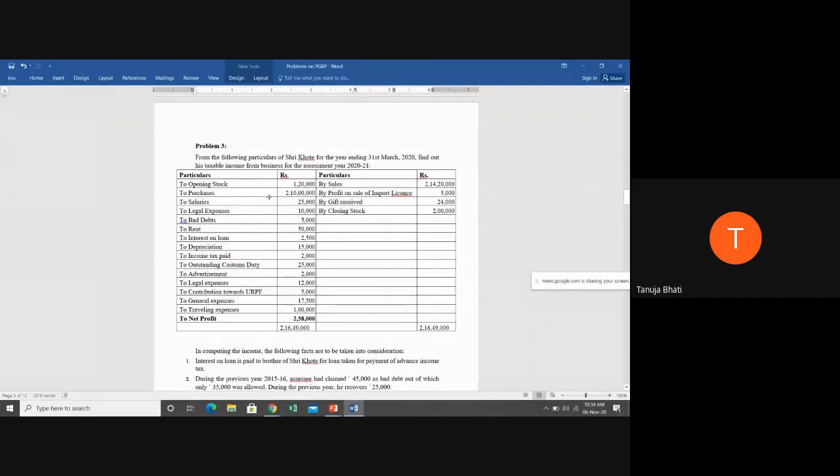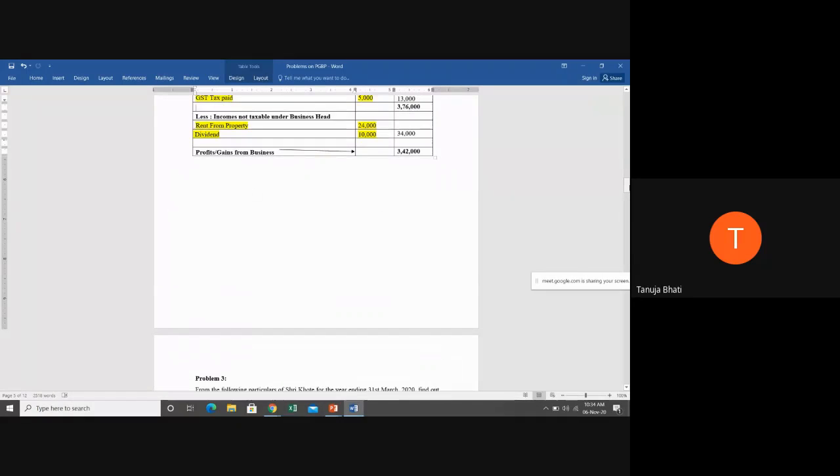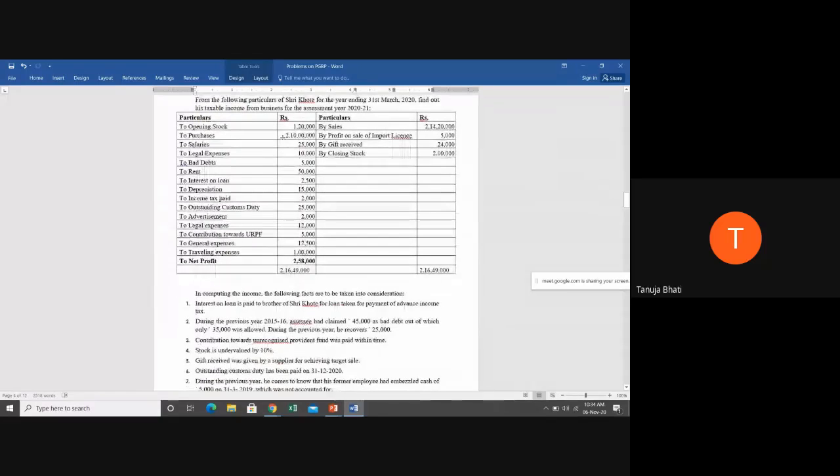Now students, I think you all have understood how to go about solving the problems based on the provisions, and what is allowed, disallowed in detail. I will be also giving you all in the notes, so it will become easy for you all. So solving the next problem, from the following particulars of Mr. Court, for the year ended 31st March 2020, find out his taxable income from business for the assessment year 2020-2021. Now here they have given all the expenses which we can see, and on the right hand side they have given all your incomes.